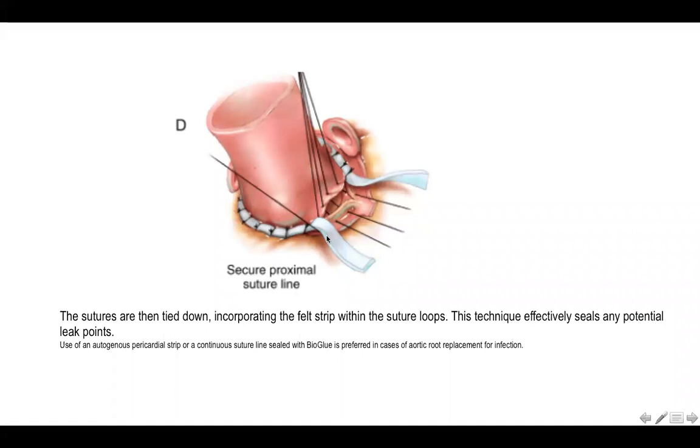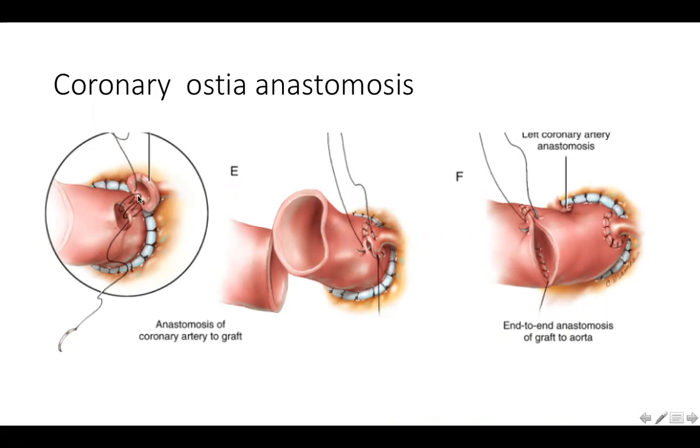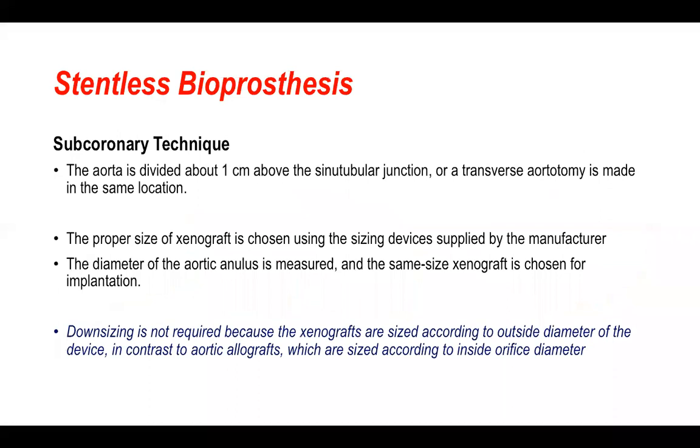And after that, the anastomosis of the coronary ostia, start with the left one. After you finish the left one, start the end-to-end anastomosis of the distal part, starting from the backward wall and then the anterior wall. And after that, fill the aortic root to know the site of the right coronary artery. I didn't have the picture for the right one.